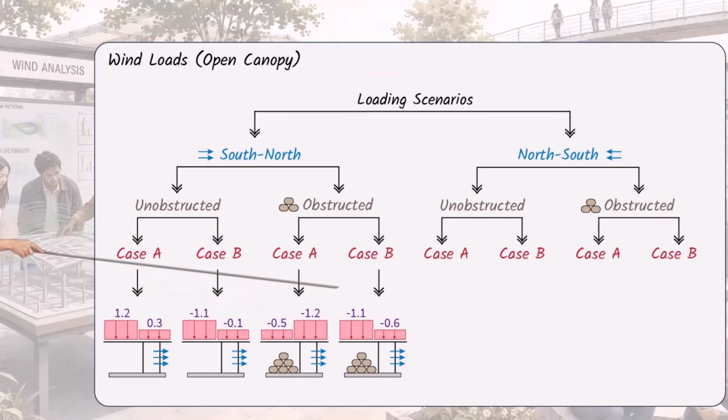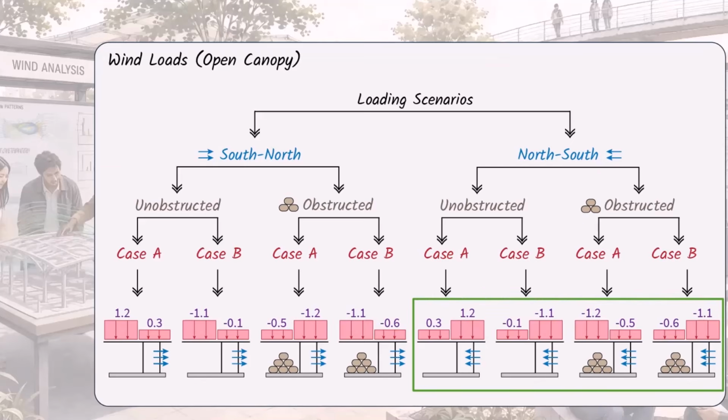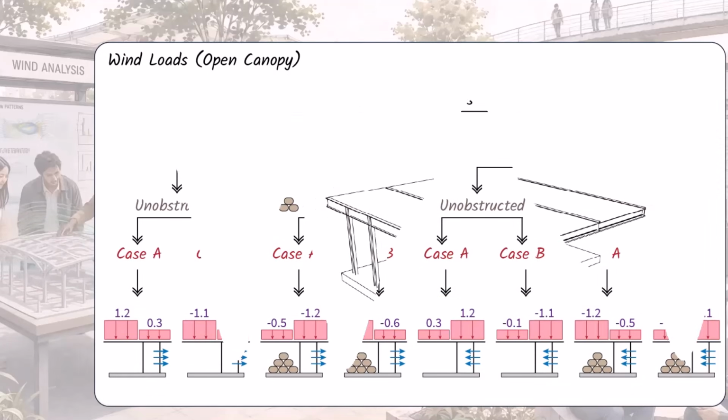Finally, we repeat the same process for wind blowing from north to south. Here are the corresponding pressure coefficients for the windward and leeward portions of the roof for cases A and B, considering both the unobstructed and obstructed conditions. Let's turn these pressure coefficients into wind loads.